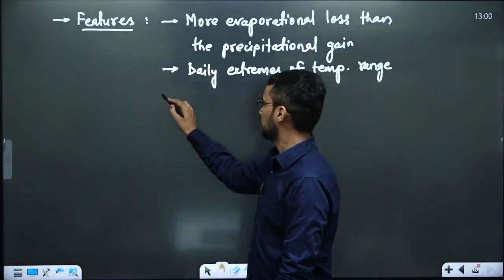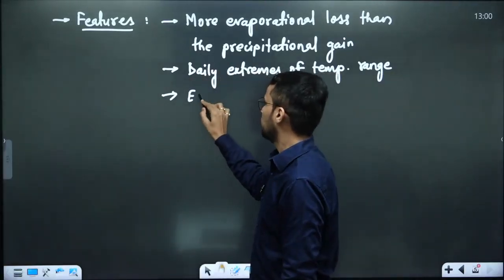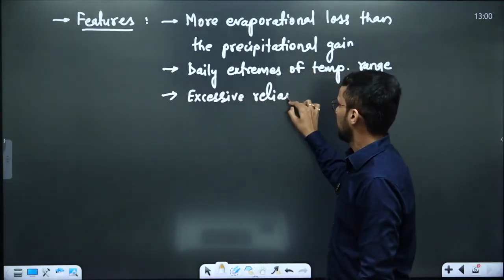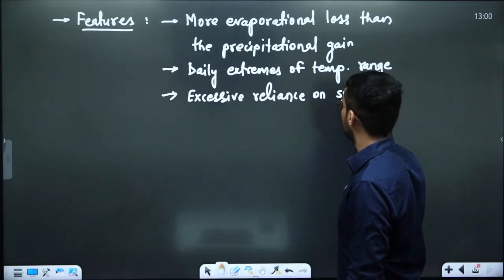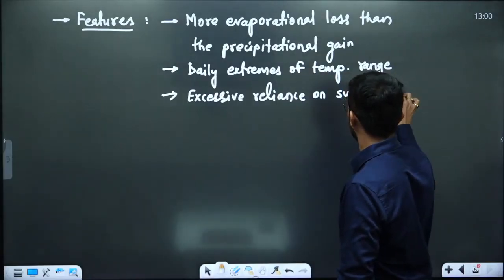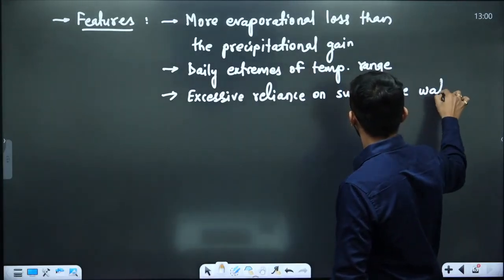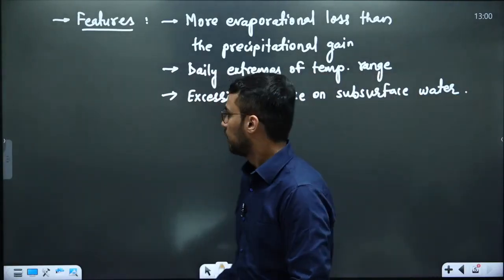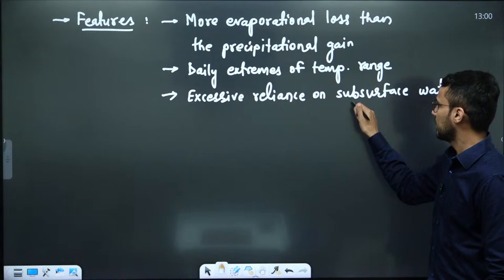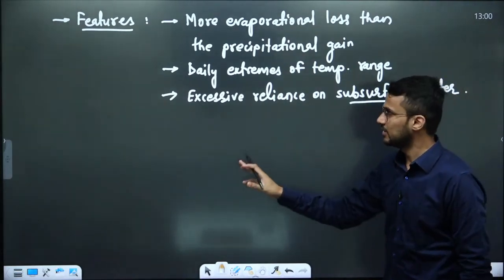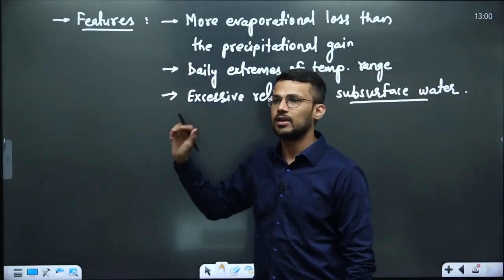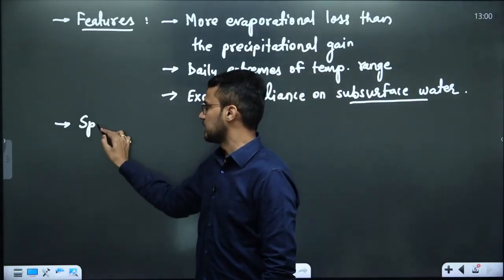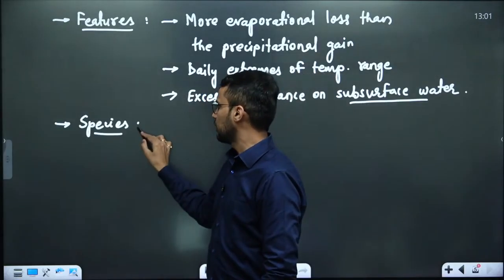ठीक है. Next, excessive reliance on subsurface water. In these areas, as we do not have enough availability of water, we will be having excessive reliance on subsurface water. Okay? So those are the features that we have in these areas. Fine. Next, species. Pehle producers.